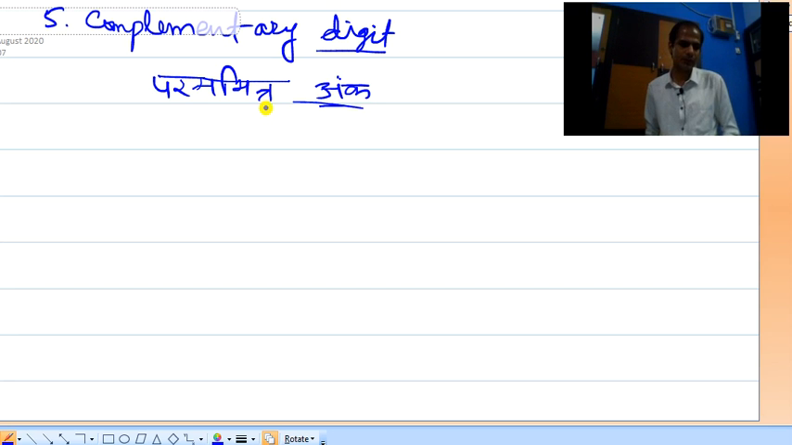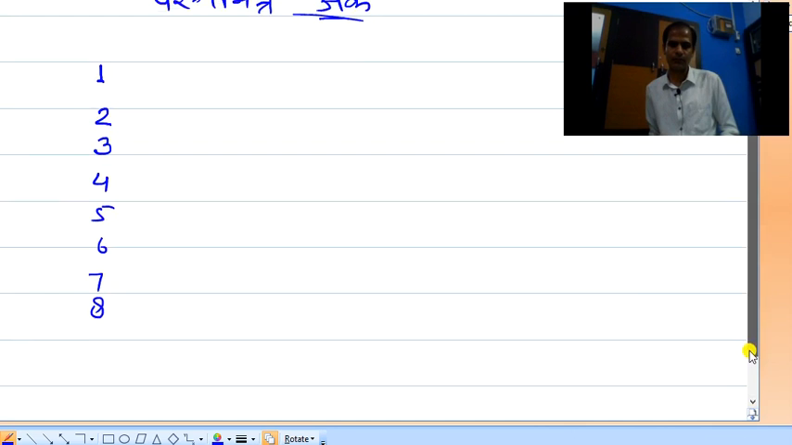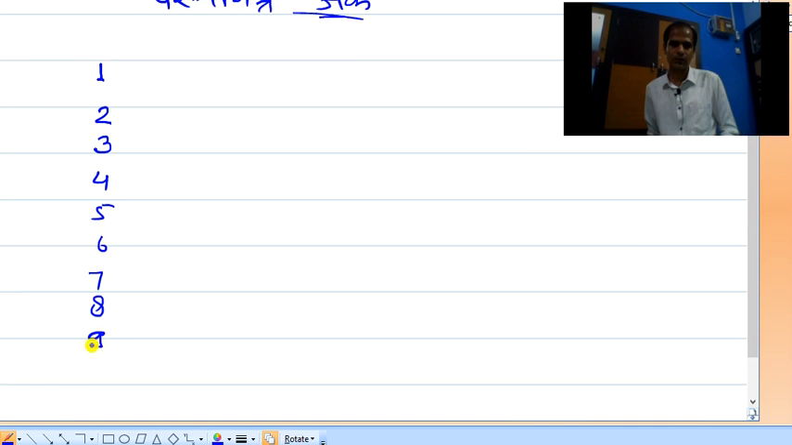This is the fifth point. So in the table the numbers are written from 1 to 10. So I am writing the same numbers: 3, 4, 5, 6, 7, 8 and 9, 10. Then the complementary digit will be obtained after subtracting 1 from these numbers. So we will subtract 1 from 1, it will be 0.